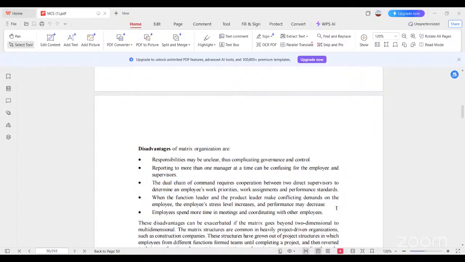So, vertical structures try to provide control, clarity, and efficiency. Functional structure is best suited for a stable environment. Divisional structure suits large and diversified organizations, and many modern organizations try to adopt a hybrid structure just to balance control and flexibility.